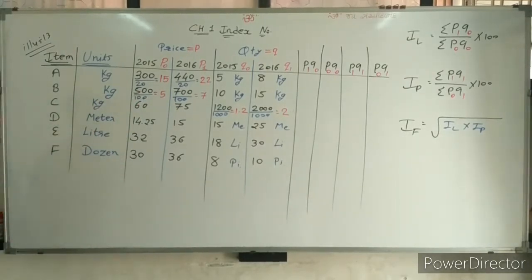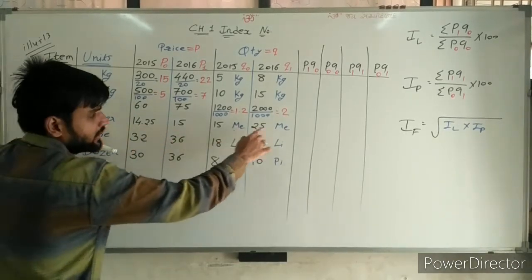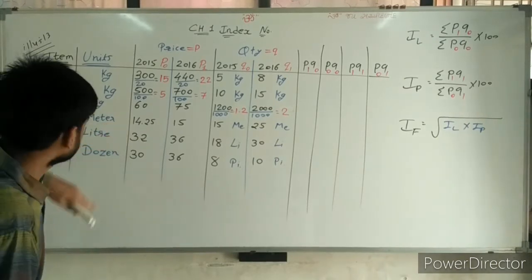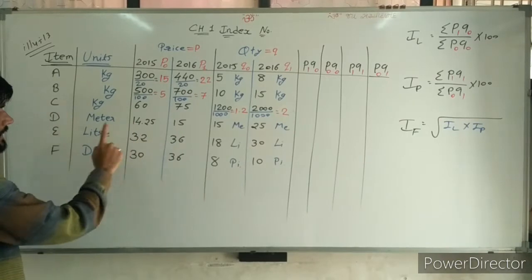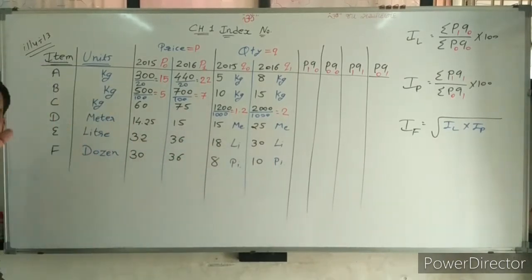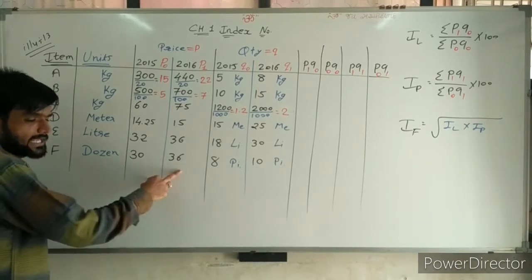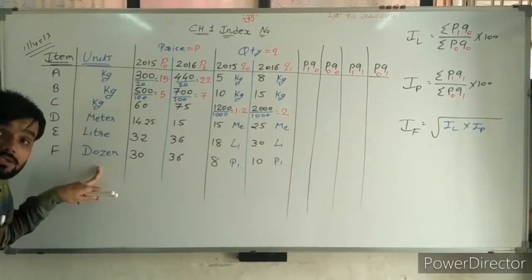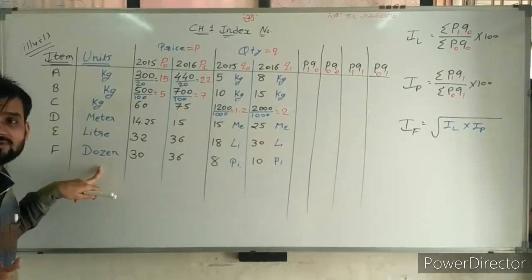Going ahead. 1 meter price, okay. Now see, meter, no problem at all. Again, 1 liter price is given. Liter, no problem at all. Dozen price given, 1 dozen, okay. Here dozen, piece, oh sir, problem arises.